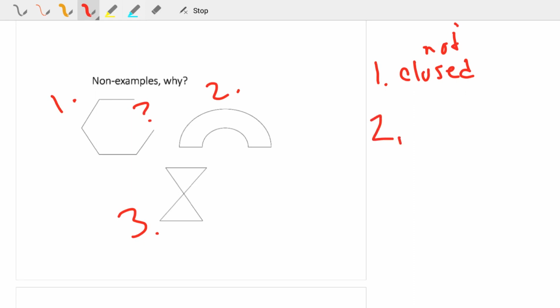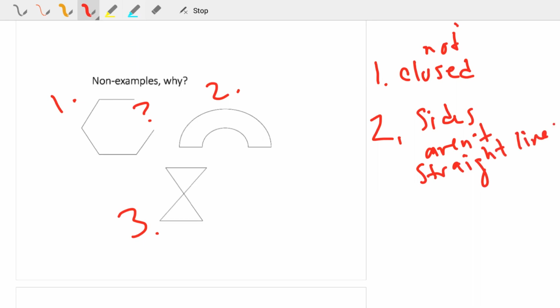For number 2, the reason this doesn't work is because the sides aren't straight lines. I don't think I really hit that on the other slide, but this is actually really important. It's still considered a shape, so don't confuse polygon for shape. It's still a shape, but it is not a polygon because the sides are not straight lines.